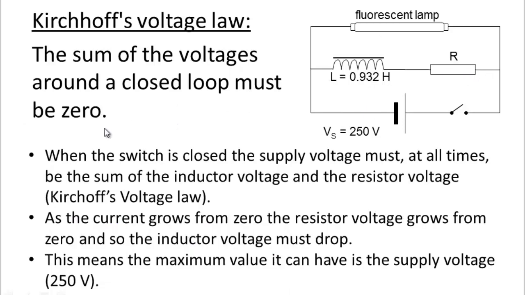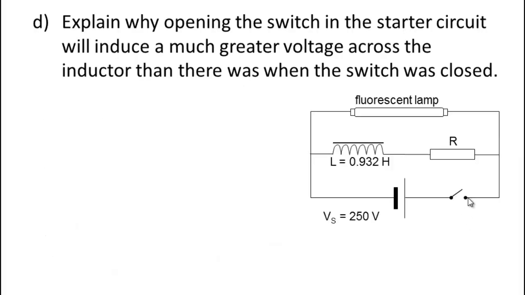Or to say that in a more formal sense, when the switch is closed, the supply voltage must at all times be the sum of the inductor and resistor voltages, Kirchoff's voltage law. And as the current grows from 0, the resistor voltage grows from 0, so the inductor voltage must drop essentially down to 0, and this means the maximum value it can have is the supply voltage. It can maximally be 250 volts. When the switch has been closed for a significant amount of time, the current is steady, it's not changing. There's energy stored in a magnetic field inside the inductor, but there's essentially no voltage across this inductor.